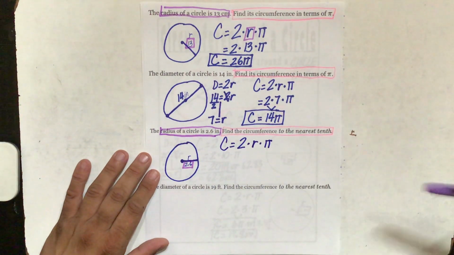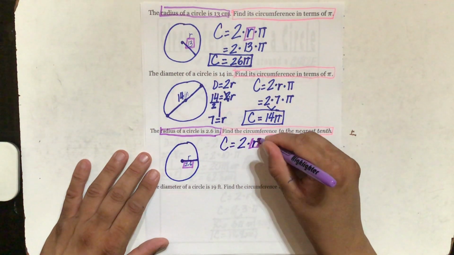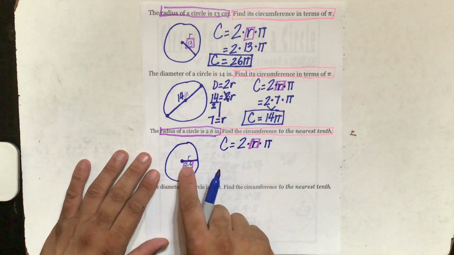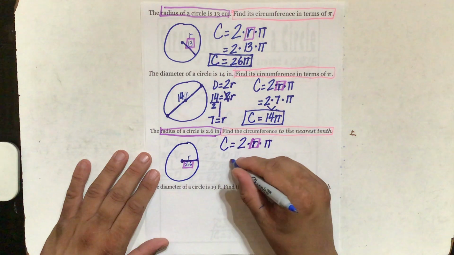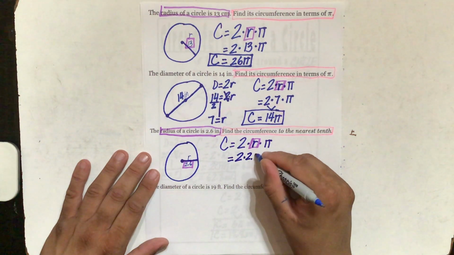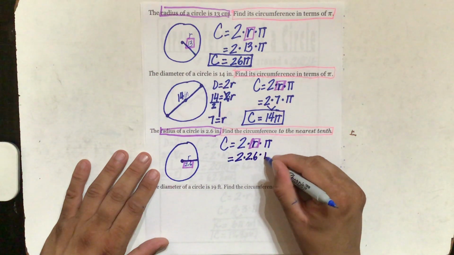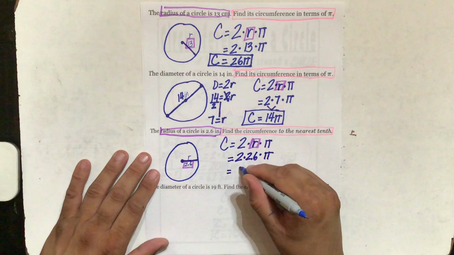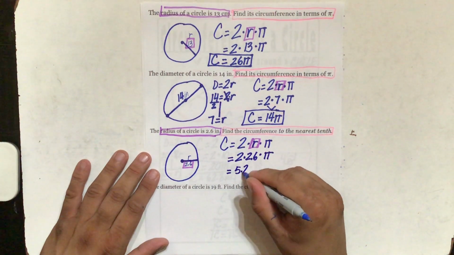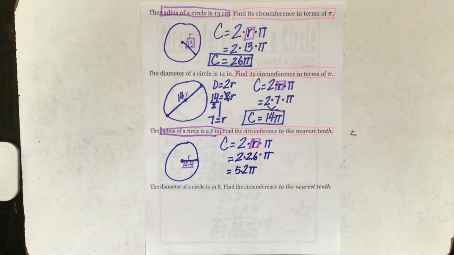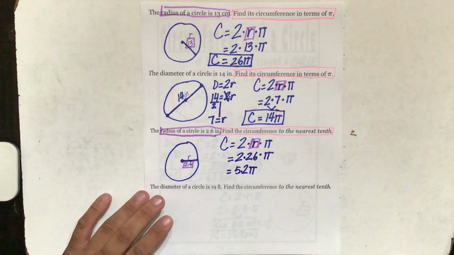Okay, my r is in purple. Forgot it here as well. So I know that my r is 2.6. So I'm going to say 2 times 2.6 times pi. So 2 times 2.6 is 5.2 pi. Now remember, this one says to the nearest 10th.